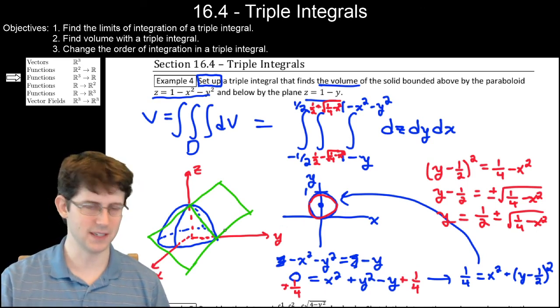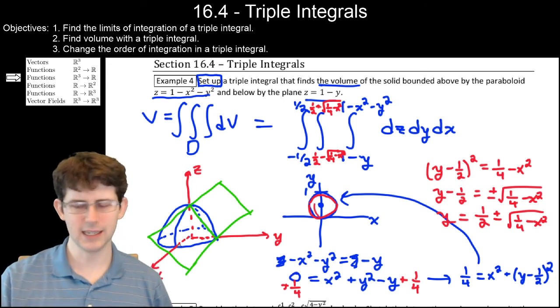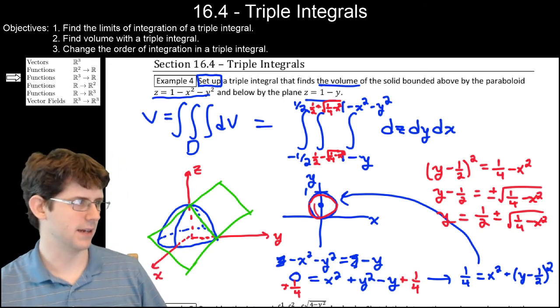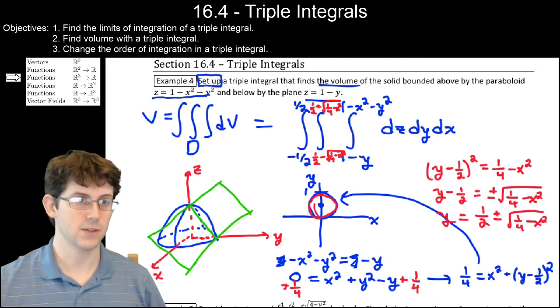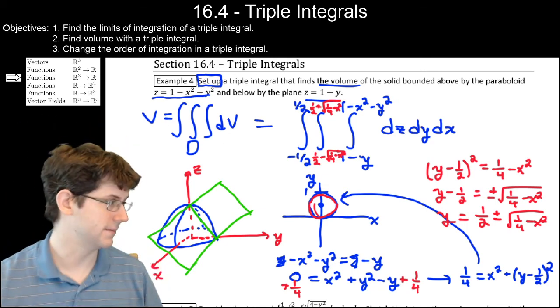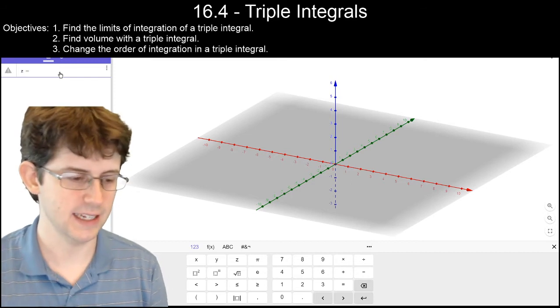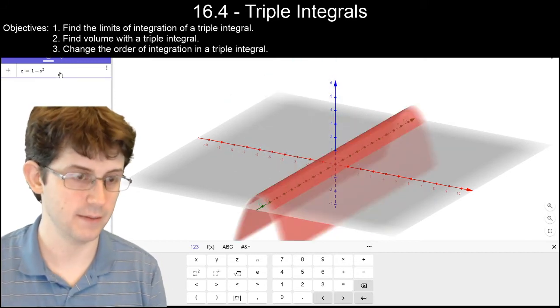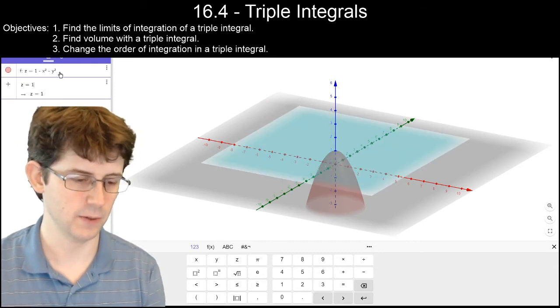So if we look down on this region from above, it's going to look like a circle. This is complicated enough that let's get a picture of it from a computer program that can draw in 3 dimensions. Since we're trying to draw in 3 dimensions, I'll go to geogebra.org/3D. So we've got z is 1 minus x squared minus y squared, and z equals 1 minus y.